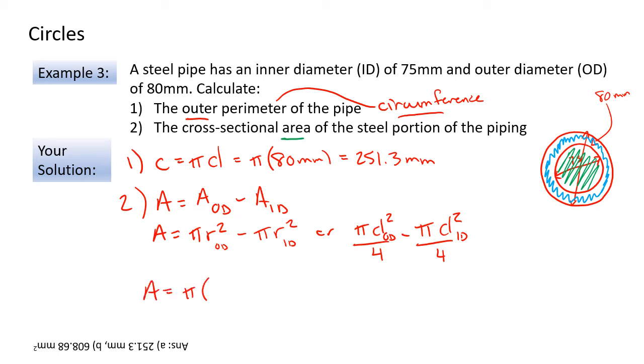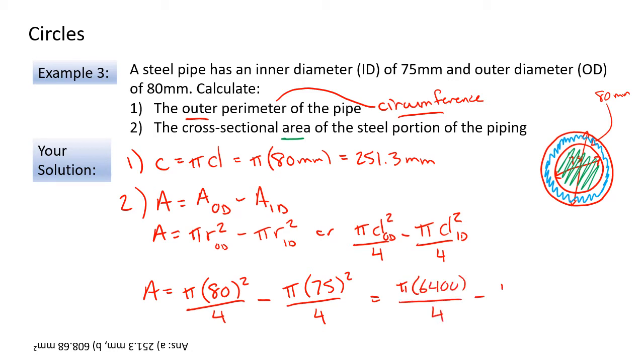So our area is equal to pi times our outer diameter, 80 millimeters squared divided by 4, minus pi times 75 millimeters squared divided by 4. Okay, to just get the steel portion. And if you do that, you end up with 80 squared, in other words, pi times 6400 divided by 4, minus pi times 5625 divided by 4.